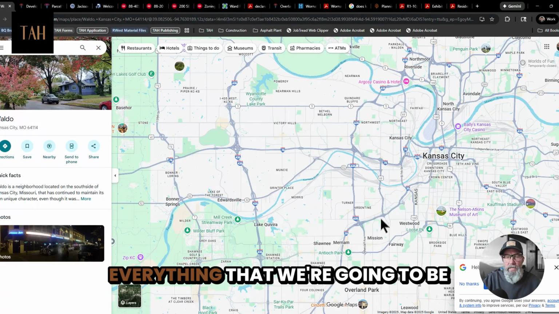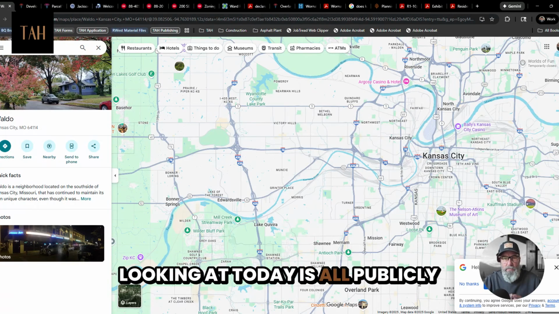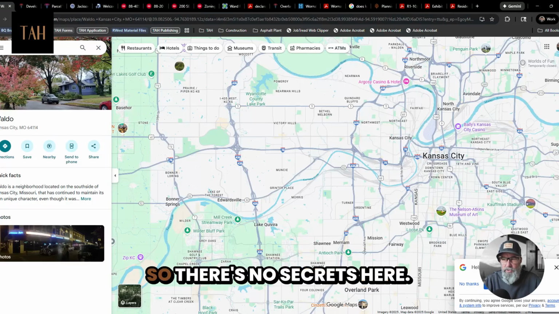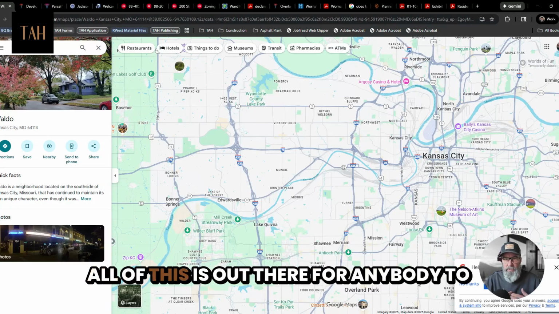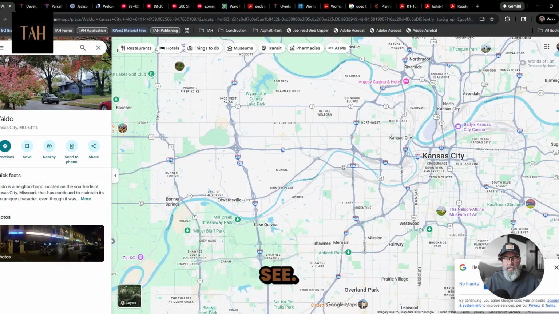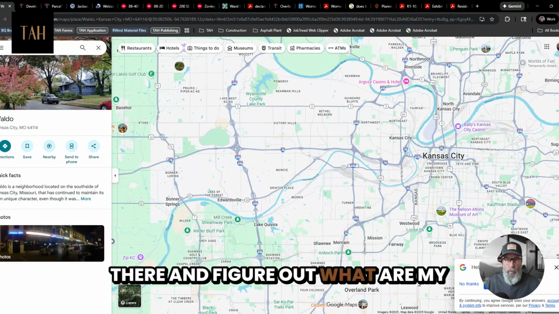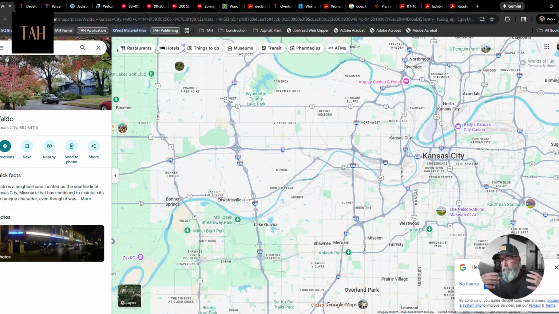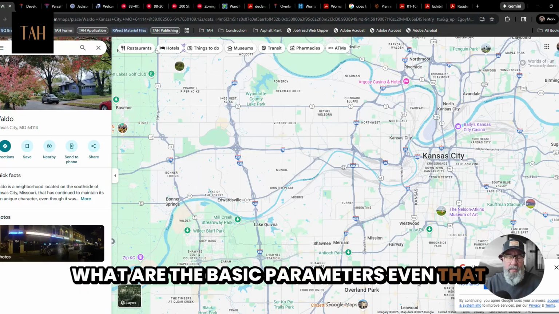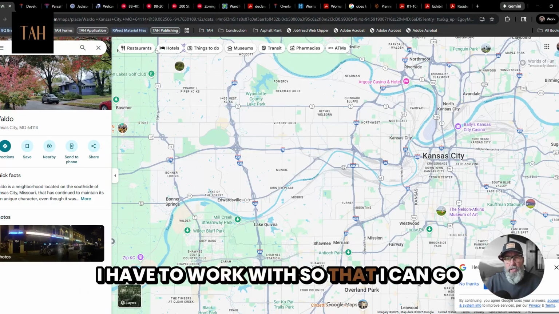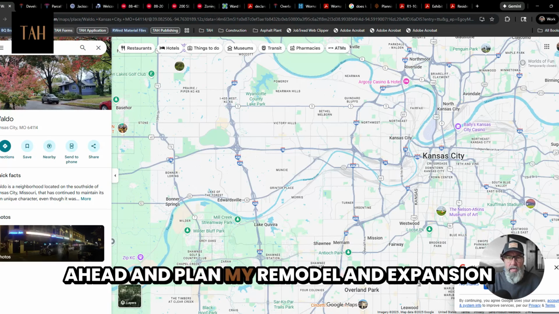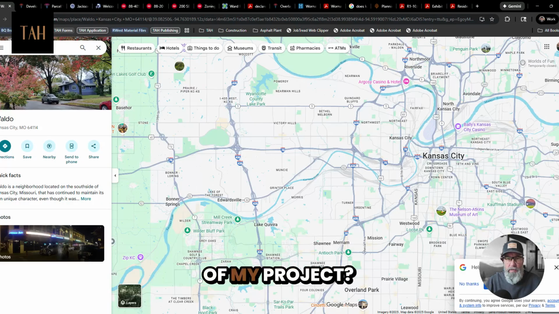Everything that we're going to be looking at today is all publicly available information. So there's no secrets here. All of this is out there for anybody to see. I just happen to know how to get in there and figure out what my parameters are, what the basic parameters are that I have to work with so that I can go ahead and plan my remodel and expansion of my project.